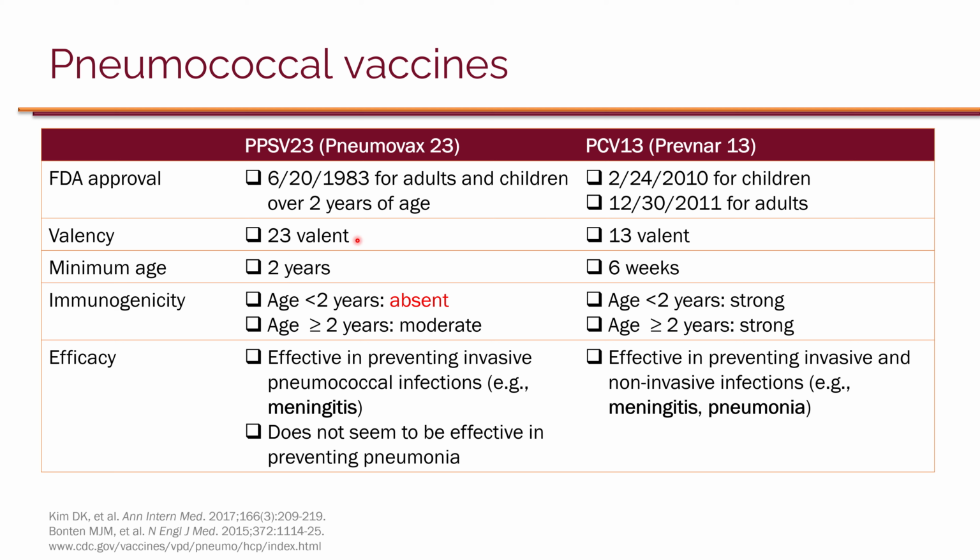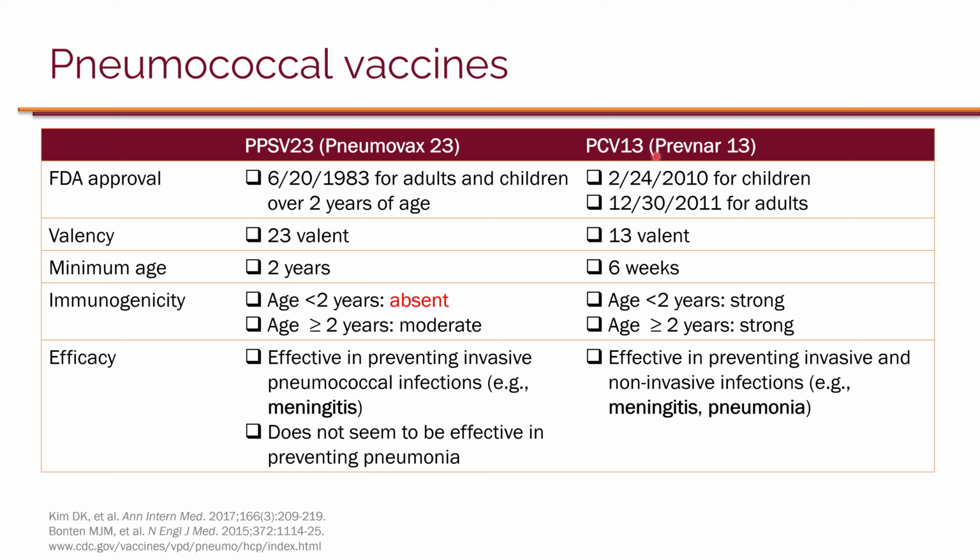Now, this does cover 23 valents, and essentially the studies have never shown that it can actually reduce the risk of pneumonia, but certainly it can prevent invasive pneumococcal infection, specifically meningitis. So there is certainly value in administering it to people.